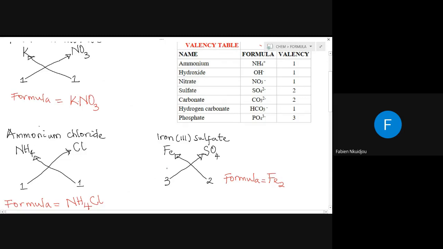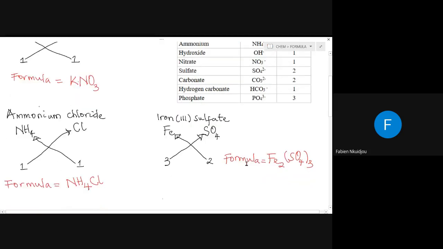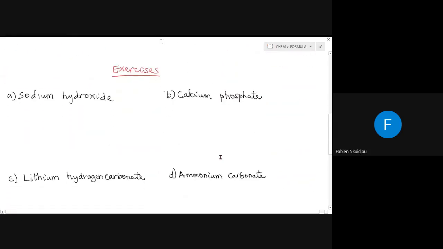Now, the 3 is coming to the sulfate compound ion. So we have to put it in parentheses. SO4, and we put the 3 outside, out of the parentheses. So that is the chemical formula of iron 3 sulfate. Okay. Now try these examples, pause the video, and make sure you try these examples and come back to the video just when you've tried.